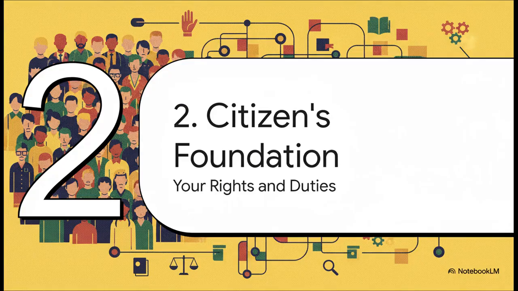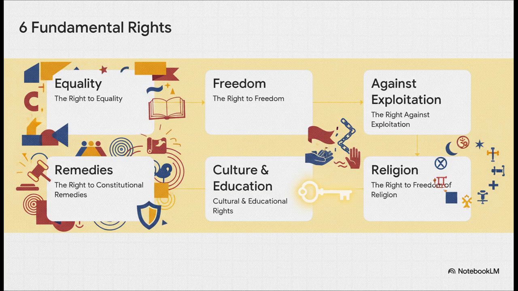Okay, so with that national vision in place, the blueprint then moves to the most important part of any nation, its people. This section lays out the foundation for every single citizen. And at the absolute heart of that foundation are these 6 fundamental rights. Now, these aren't just nice ideas. They are legally enforceable guarantees. You've got rights to equality, freedom, and all the rest. But pay close attention to that last one, constitutional remedies.